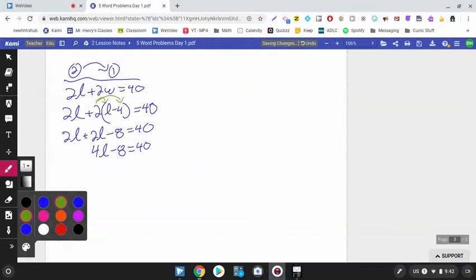4L minus 8 is 40. Start doing the algebra. Move the 8 over. 4L equals 48. Divide by 4, divide by 4. L equals 12. Great, that's one of the pieces.